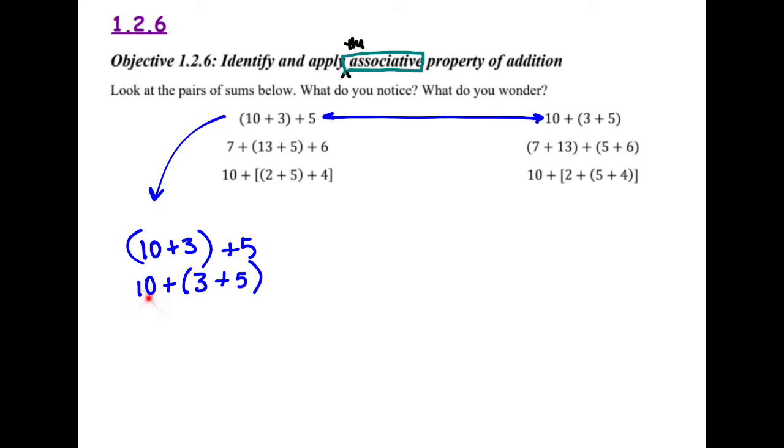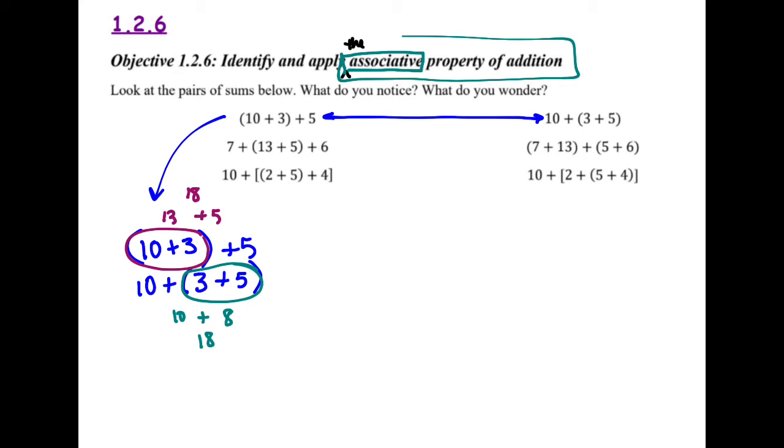Do we get the same answer? Let's find out. What is 10 plus 3? 13. And 13 plus 5 is 18. And on the bottom, 3 plus 5 is 8. So 10 plus 8 is 18. We get the same answer, and you will get the same answer every single time. That's the associative property, the associative property of addition.